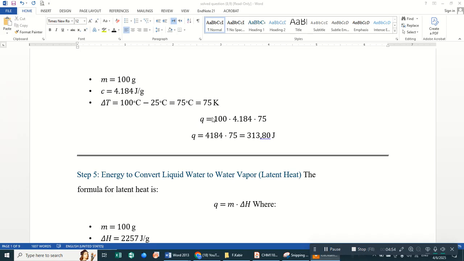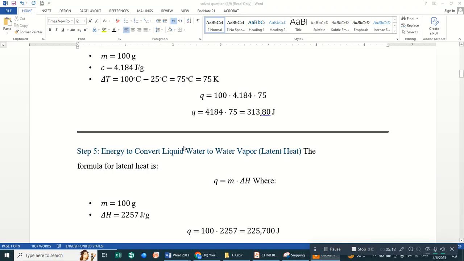Q equals 100 multiplied by 4.18 multiplied by 75. Our sensible heat, which is used to increase the temperature from 25 to 100 Celsius, is 31,350 joule. That is one part of the numerical solved.